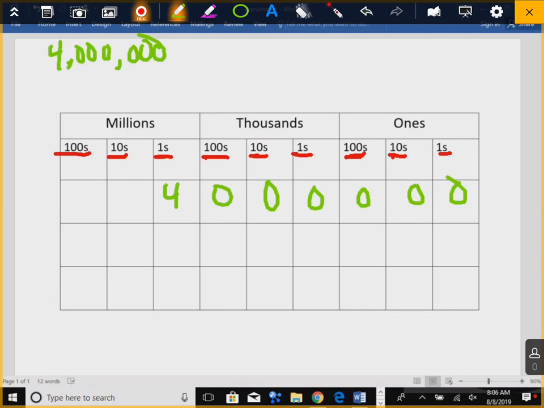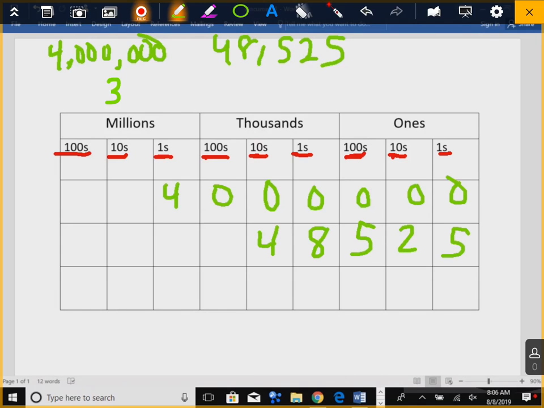Let's say I gave you a number like 48,525. Well, the 4 is in the 10,000s place, the 8's in the 1,000s place, 5 is in the 100, 2 is in the 10, and 5 is in the 1. Right there. Alright, let's do a really big number.